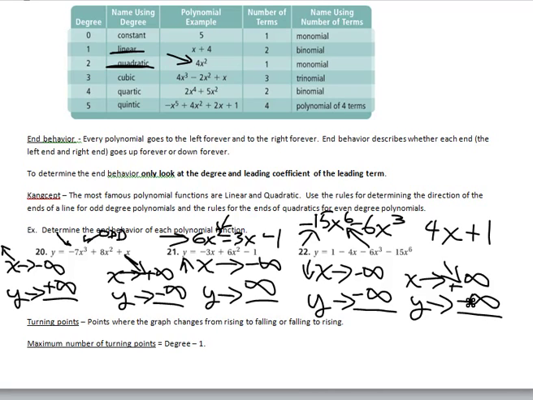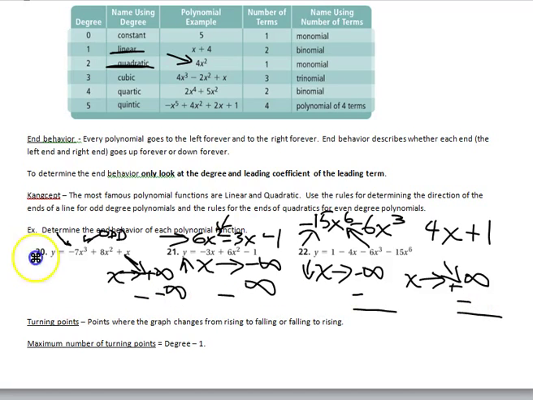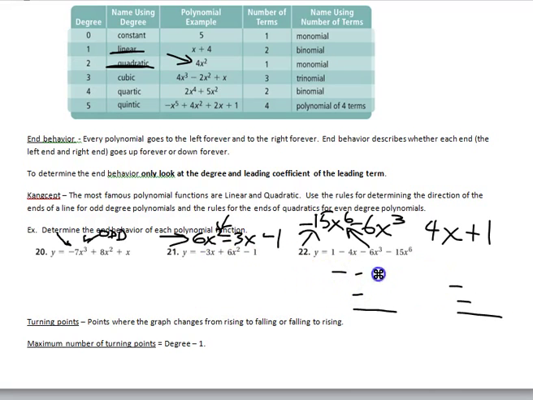The last idea is pretty simple. It's the idea of turning points. A turning point is what we call a local maximum or a local minimum, where your graph goes from going up to down or from down to up. In other words, it should look like the top of a mountain or the bottom of a valley. These both are turning points.